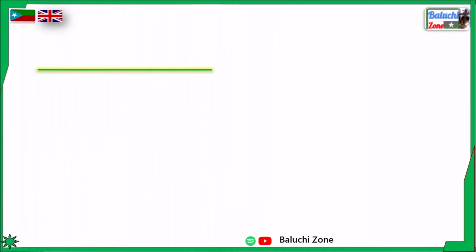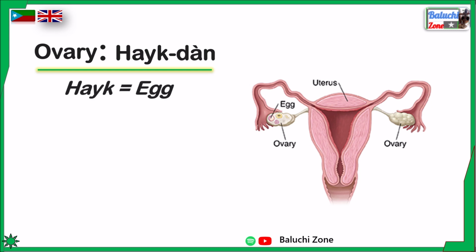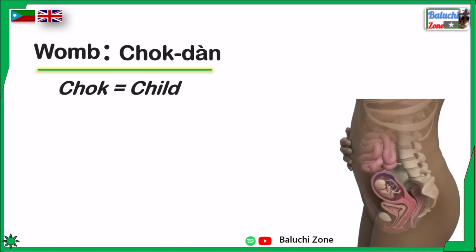Don is also used for those carrying or storing body parts. For instance, ovary, because of its capacity to produce and store eggs, would translate to hake don, storer of eggs. That's what it means. Womb, choke don.